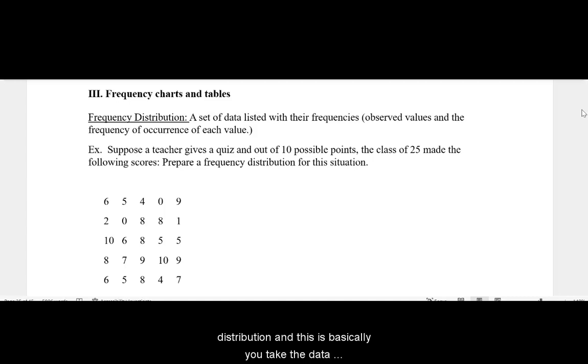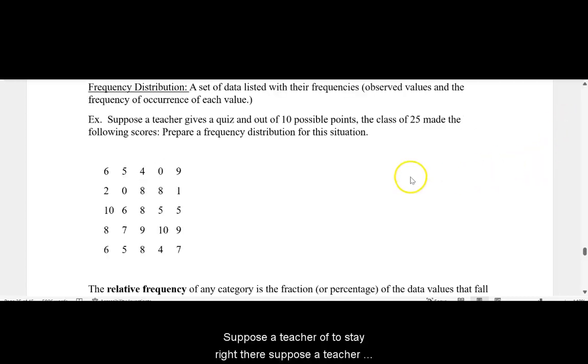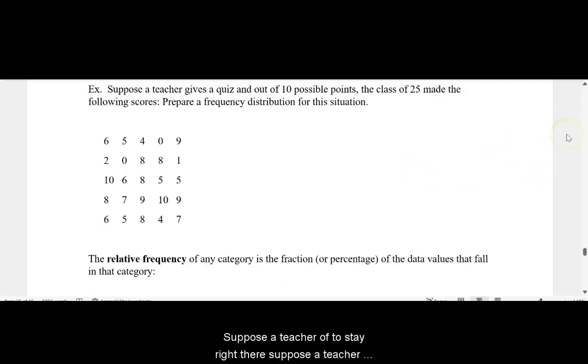And this is basically you take the data listed, right? And then you create the frequencies with it. So you have your observed values and the frequency of occurrence for each value. Let me kind of show exactly what that means. Like I said, sometimes we understand it better when we see an example. Suppose a teacher gives a quiz, and out of 10 possible points, the class of 25 made the following scores. Prepare a frequency distribution for this situation.